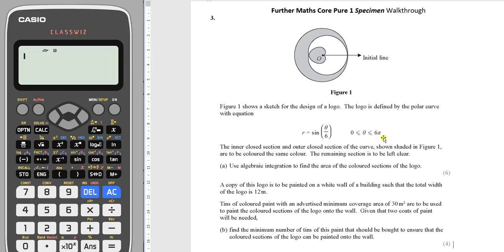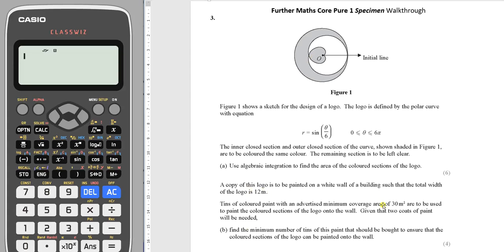That's crucial for understanding a question like this, because we need to know which parts of this curve are drawn when in order to effectively answer a question about the area. Predictably enough, part A asks us to use algebraic integration to find the area of the coloured sections of the logo. These two parts here that have been shaded grey, they're the bits we need.